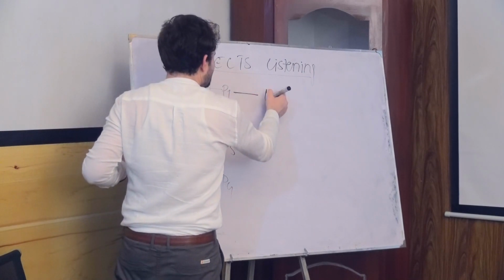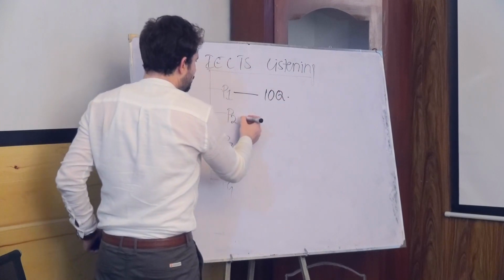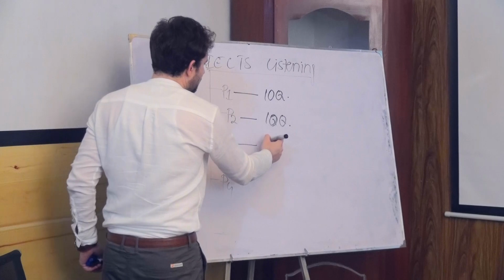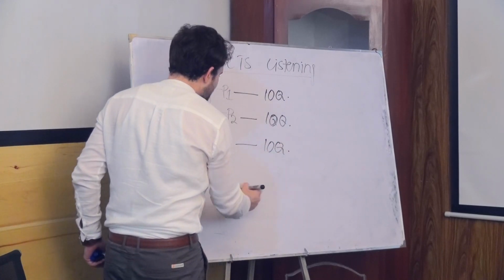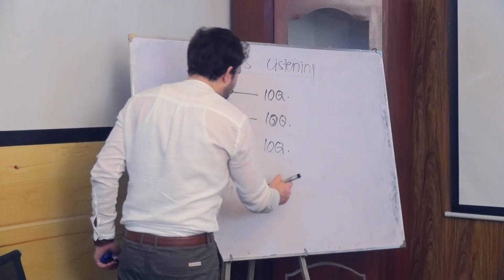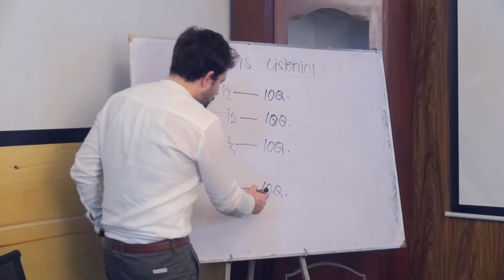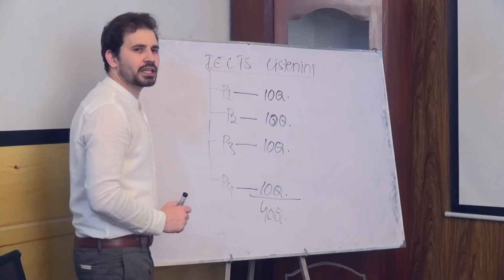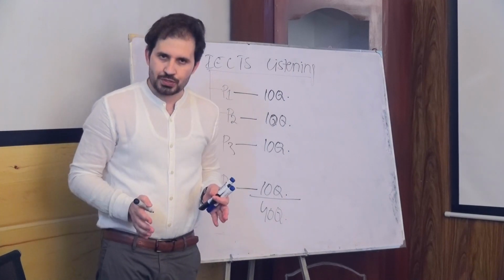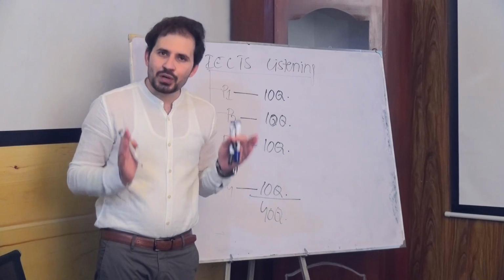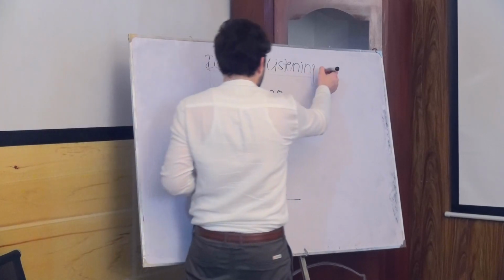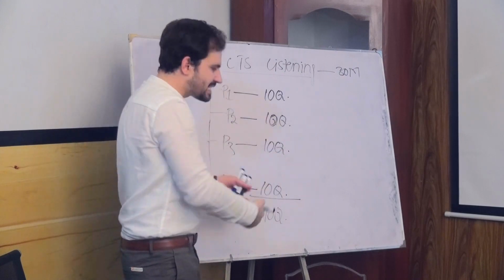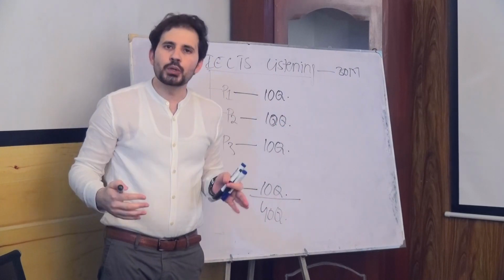Each part contains 10 questions: 10 for part 1, 10 for part 2, 10 for part 3 and 10 for part 4. So the total number of questions in the IELTS listening module is 40. And you will have 30 minutes to complete the entire listening module.